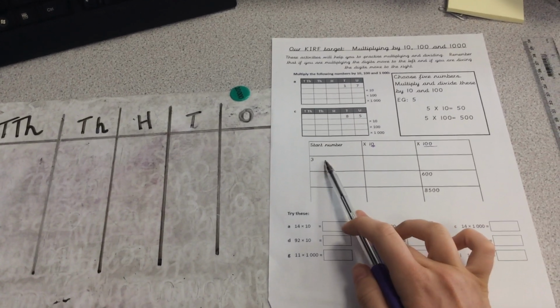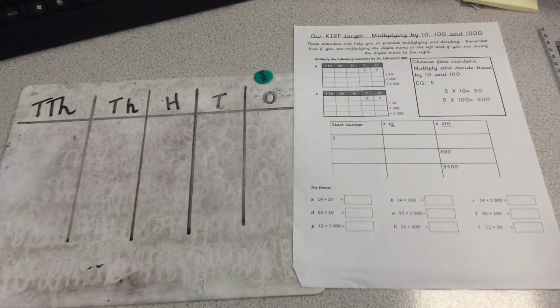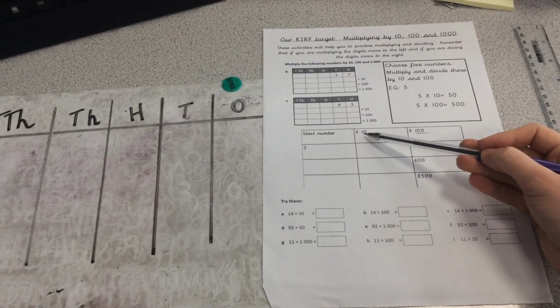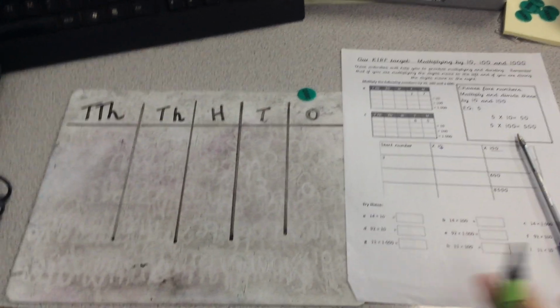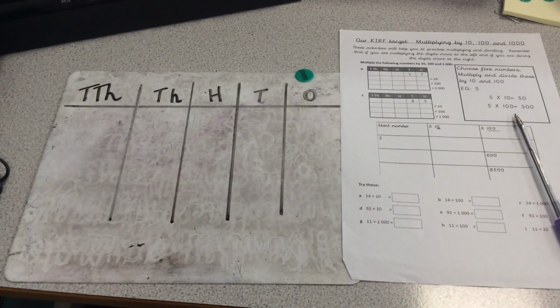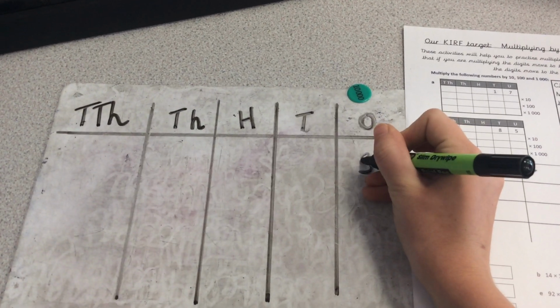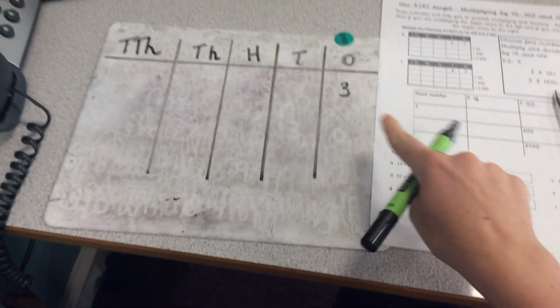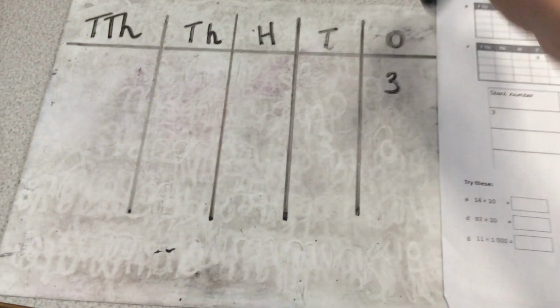So it's saying a start number of 3 and then there's a multiply by 10 and a multiply by 100. Now a tip to do is to look at the 0 to know how many times you are going to multiply it by. Now I'm going to use this place value grid here to help me to do this. I'm going to put my start number in the correct place value column. So it's 3 1s, so 3 1s go in there. I'm going to use this counter to help me.